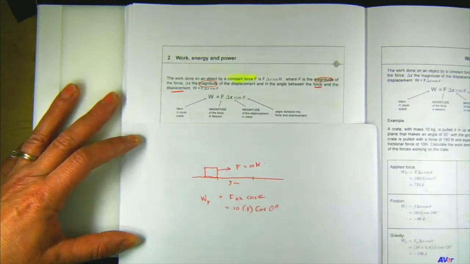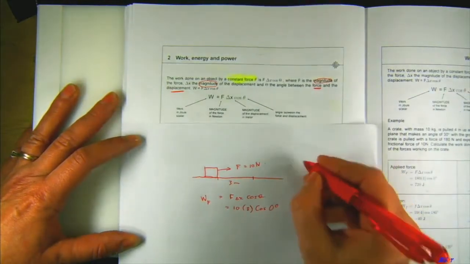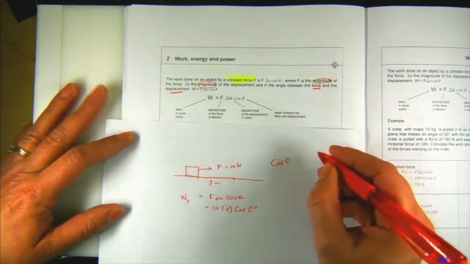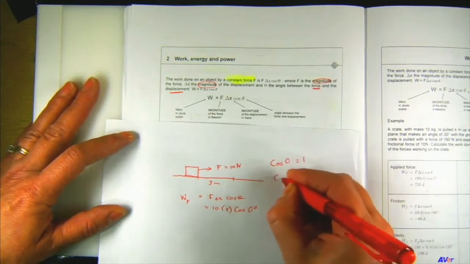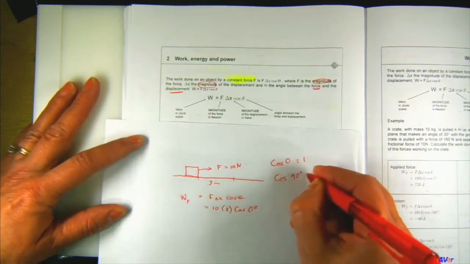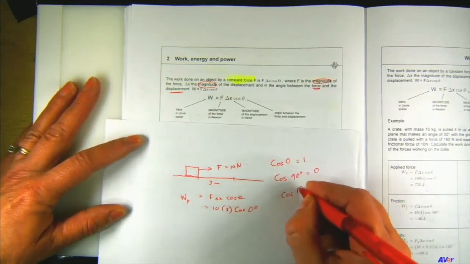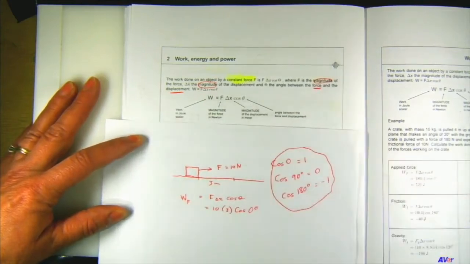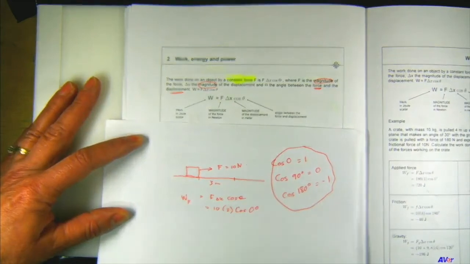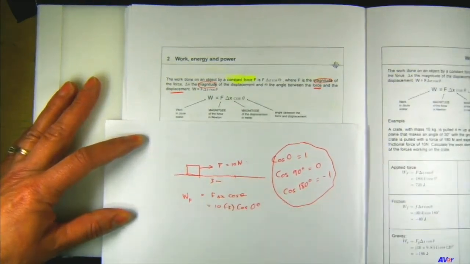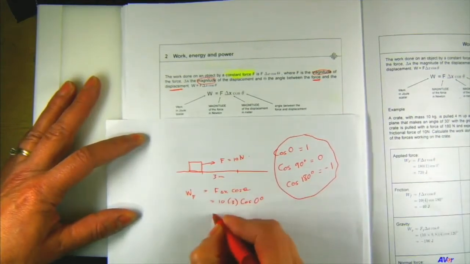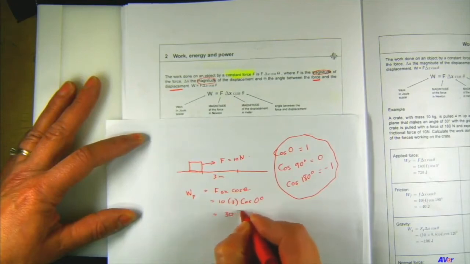Right. And there's a few things, if you know them, that make it easier. What is cos of 0? 1, yes. And cos of 90? 0. And cos of 180? -1. It helps if you have that in your head. You don't even have to work out the cos theta. You know immediately it's 1. It saves you calculation time, but also it helps you to understand better. Now we get an answer of 30 joule.